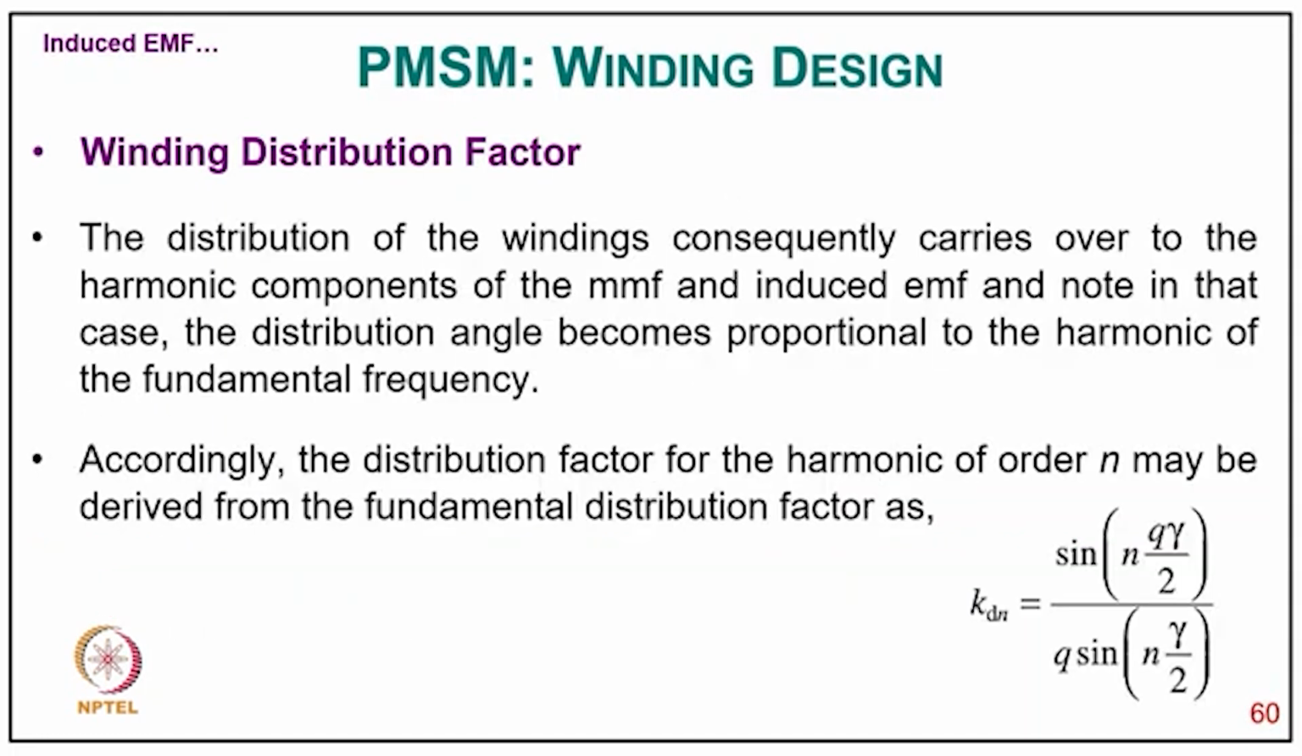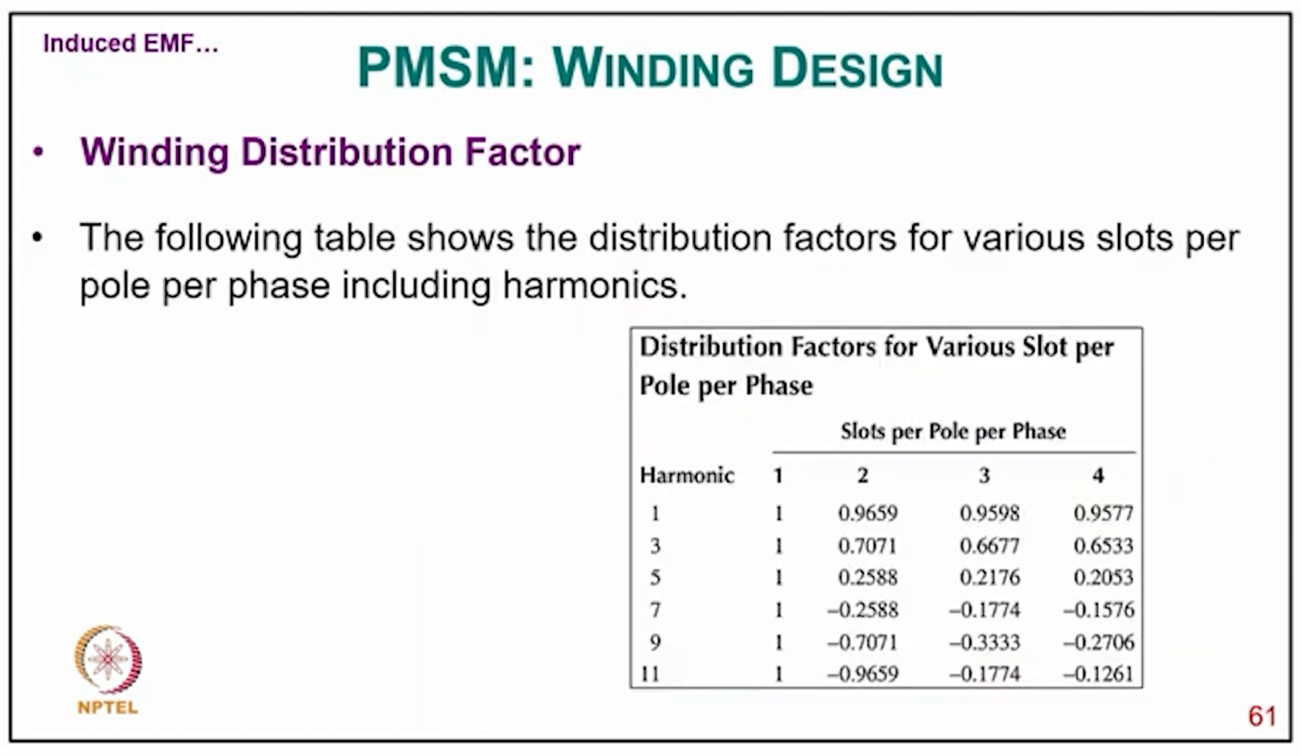Now coming to the winding distribution factor, the distribution of the winding consequently carries over to the harmonic components of the MMF and induced EMF. Note that in that case the distribution angle becomes proportional to the harmonics of the fundamental frequency, and accordingly the distribution factor for the harmonic of order n may be derived from the fundamental distribution factor as kdn equals sine n q gamma by 2 divided by q sine n gamma by 2.